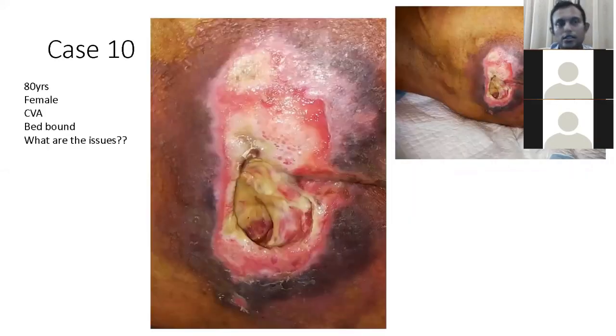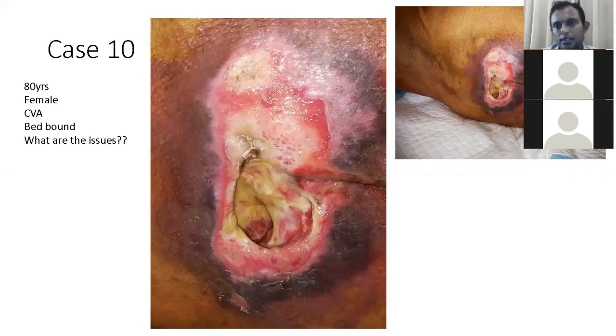So I think this is the last one. Yeah. So this one, you can see it's a fluffy bed. So again, this was, when the person first came to me, this was much worse. I have actually removed a lot of slough here. Now this is the second dressing.